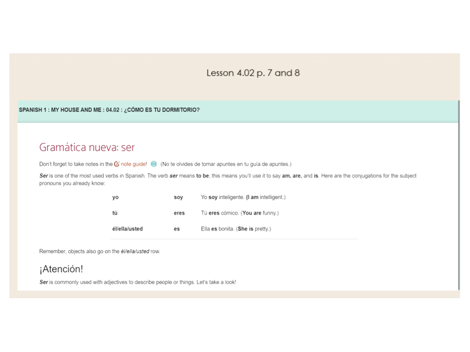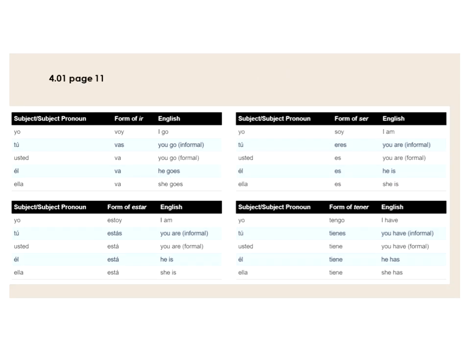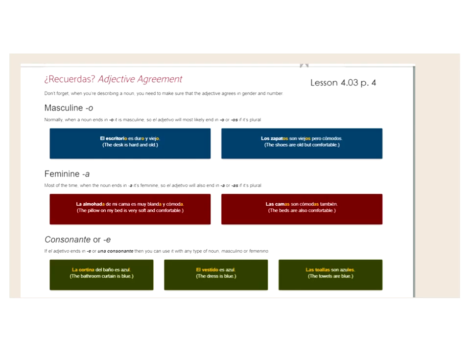Now, in Lesson 402, page 7 and 8, it reviewed again the verb ser. Ser was one of the first verbs that we learned in Module 1, when we learned yo soy. Here it's going over adjectives again. In 401, page 11, it has all these forms of these verbs. At this point, you should know what these verbs mean and how to use them.